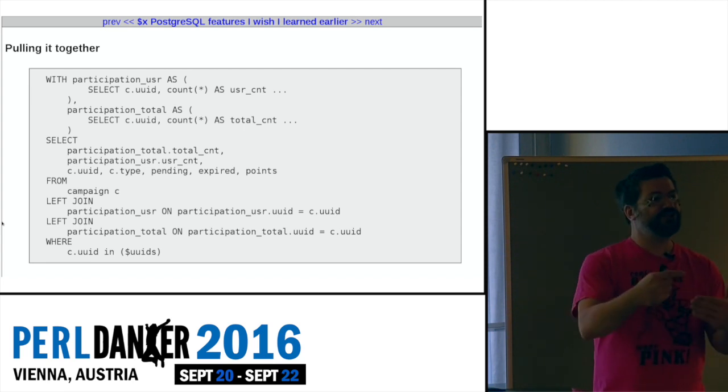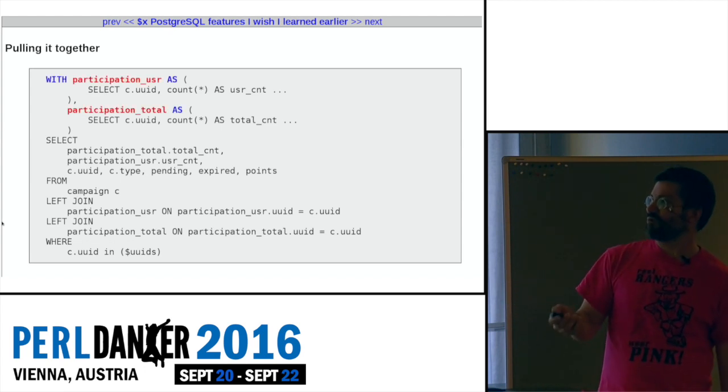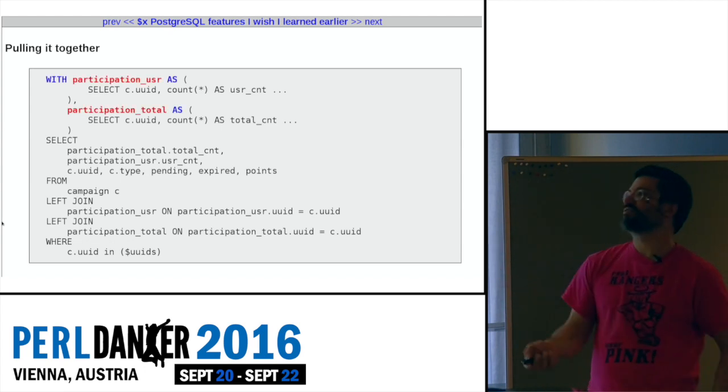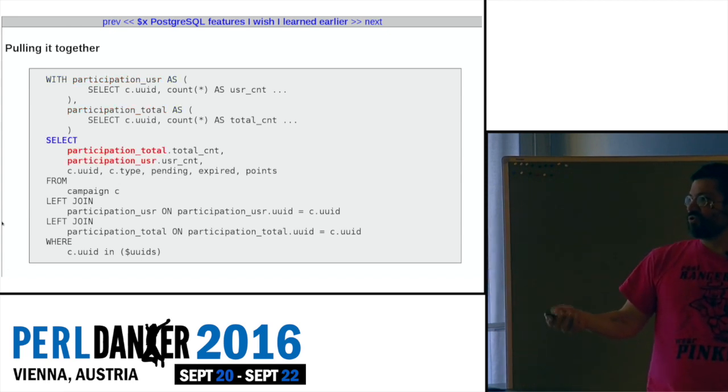You can also have several common table expressions in one query. So here we have two. We have one, participation user as blah blah blah, and another one is participation total as blah blah blah. And then we can use those tables in here just as if they were proper tables. Join everything together, blah blah blah.